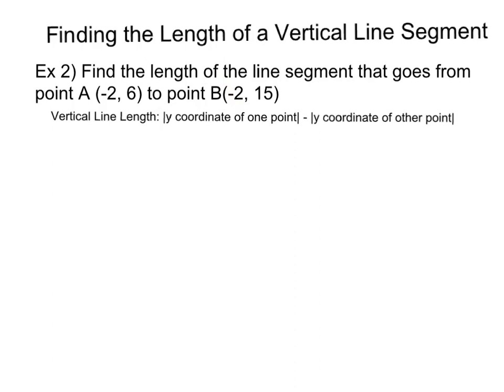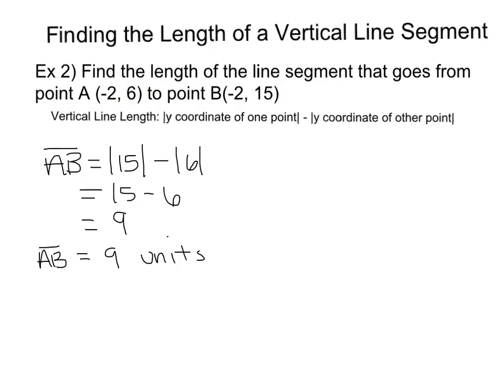We're going to find the length by taking the absolute value of the bigger y value and subtracting the absolute value of the smaller y value. Remember, we're always going to go bigger to smaller because when we talk about distance, distance can't be negative, so we might as well just do the bigger one minus the smaller one. And again, because distance can't be negative, we want to make sure we're taking the absolute value of both of our y coordinates. So in this case, the absolute value of 15 minus the absolute value of 6. The absolute value of 15 is just 15. The absolute value of 6 is just 6. So we get 15 minus 6. Line segment AB must be 9 units.